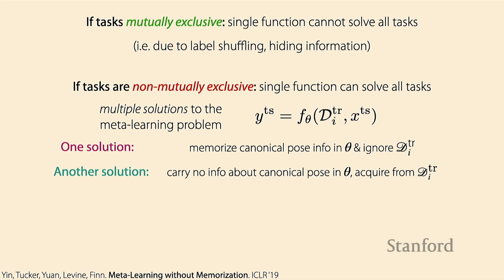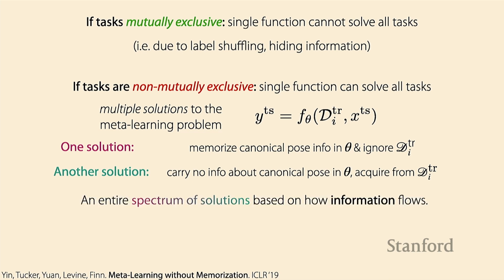So here are two solutions. In general, there's actually an entire spectrum of solutions, based on how the information flows. You could store some information in theta and acquire some information from the support set. Basically there's a spectrum of solutions in between these two extremes, although in practice, you'll probably get one of these two extremes.